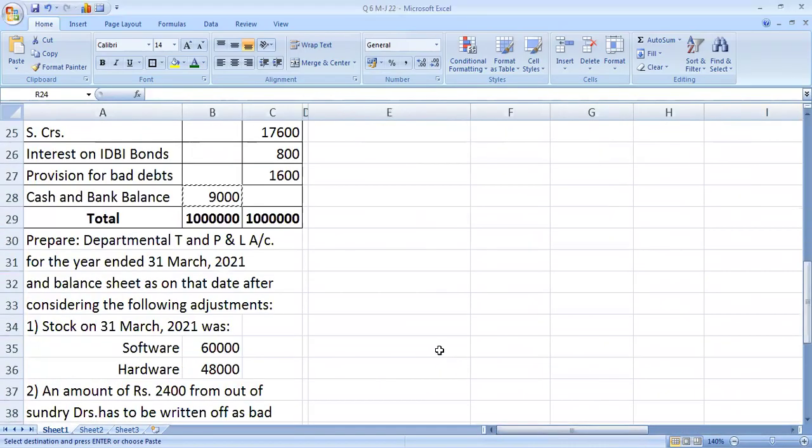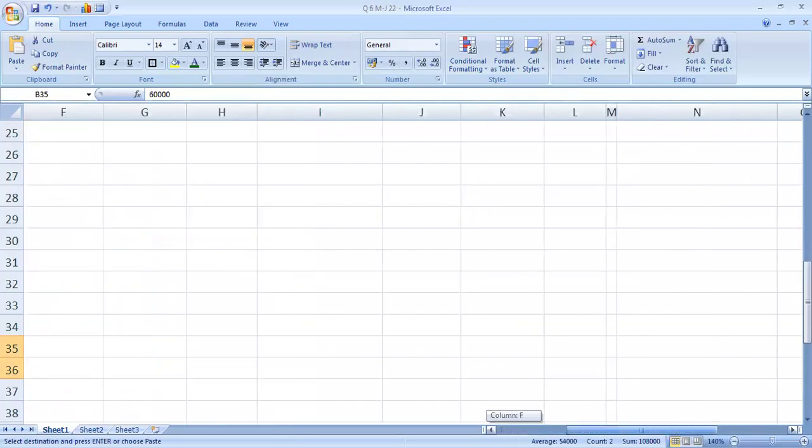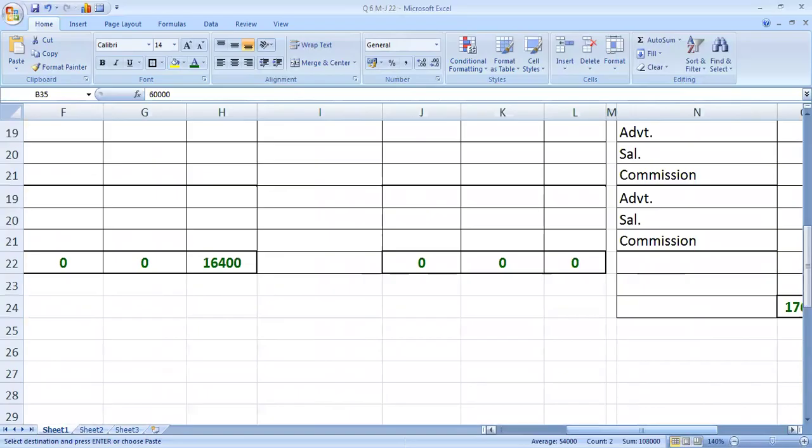This is the distribution of the trial balance. Now I am taking the adjustments one by one. Adjustment number one, stock on 31st March 2021, software 60,000, hardware 48,000. It means this is the closing stock. Effect goes to the trading account credit side and the balance sheet asset side.